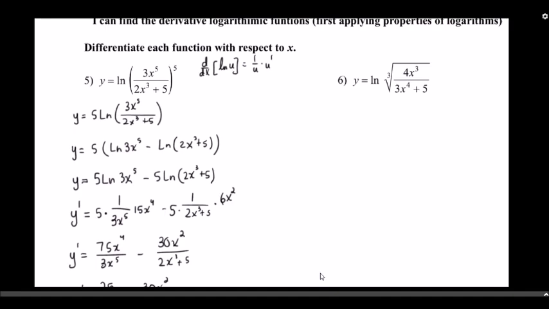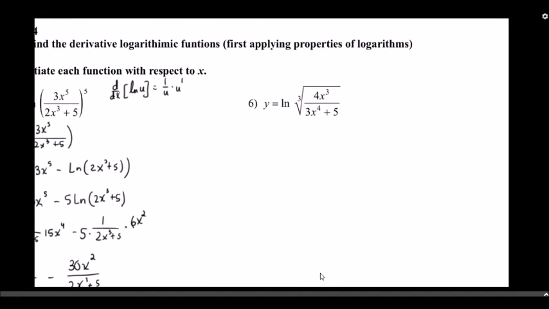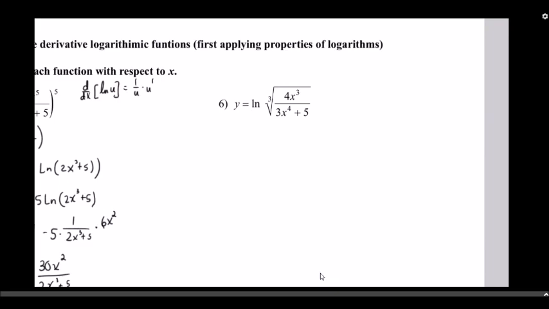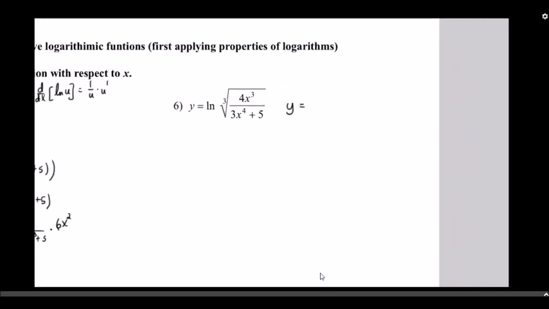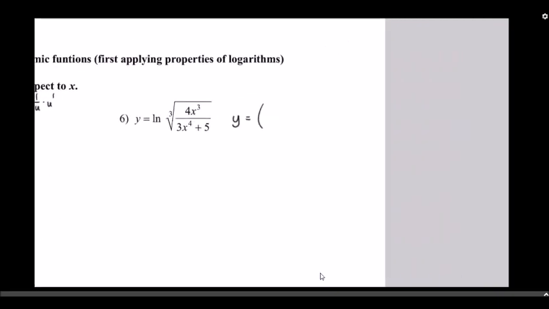Question 6, actually a lot like question 5, uses the same rules here. The derivative of natural log is 1 over u times u prime. We're going to have to expand this logarithm using pretty much the exact same properties. So we don't like these roots with logarithms or derivatives really, so we're going to change these into exponents. So y, instead of a cube root, that can be raised to the 1/3 power.